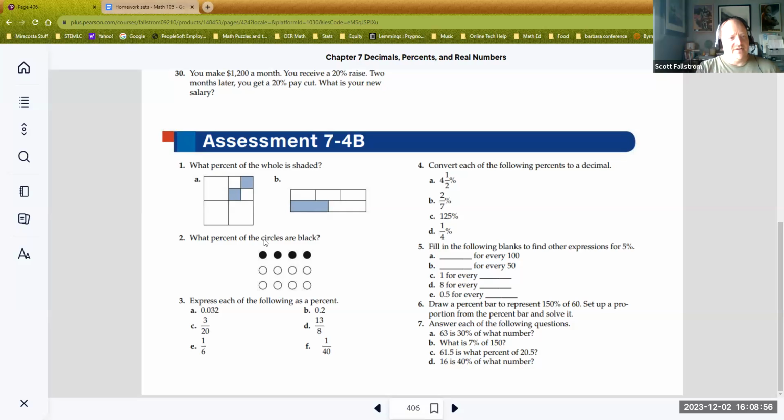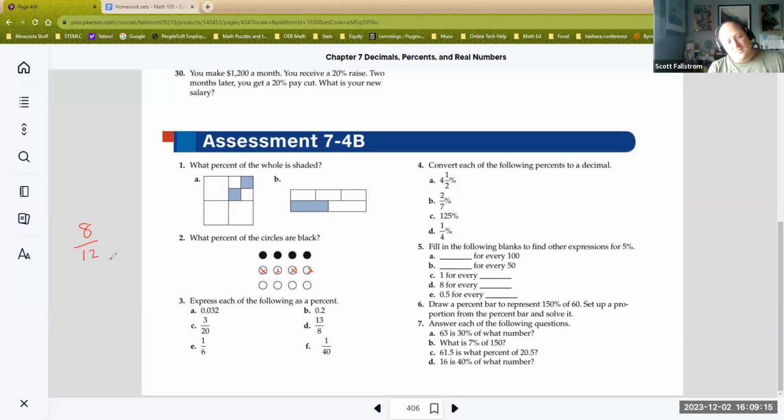So for this one, if you take a look and you say, oh, well, I can see it's 4 pieces out of 12, right? Okay, so let's just say that we had 4 pieces out of 12. Okay, I'm going to do a slightly different one. I'm going to mark these up. So for me, I'm going to pretend that I had 8 pieces out of 12. Okay, 8 pieces out of 12 in terms of a percentage.